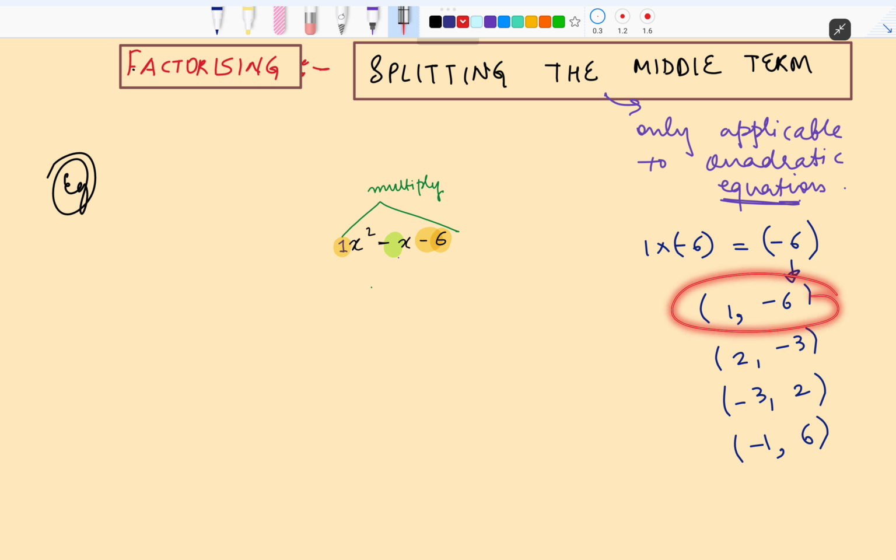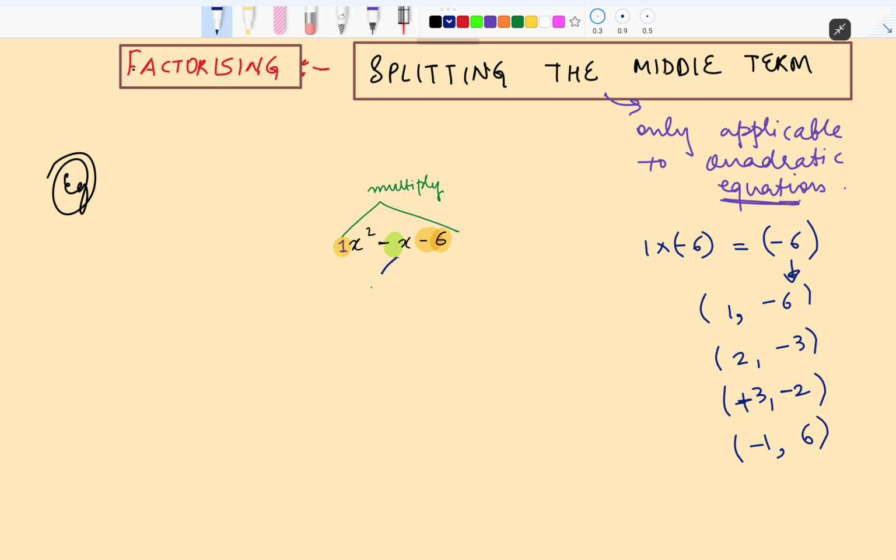Now we have to find out one such pair from here जिसका plus or minus will give me the middle value, which is minus 1. अब देखो, 1 and minus 6, कुछ भी plus minus करूँ, I am not going to get minus 1 because the difference is of 5. Minus 3 and 2, the difference is of 1, right? तो यहाँ पे अगर मैं minus 3 plus 2 करूँ, I'm going to get minus 1, which is what I want.